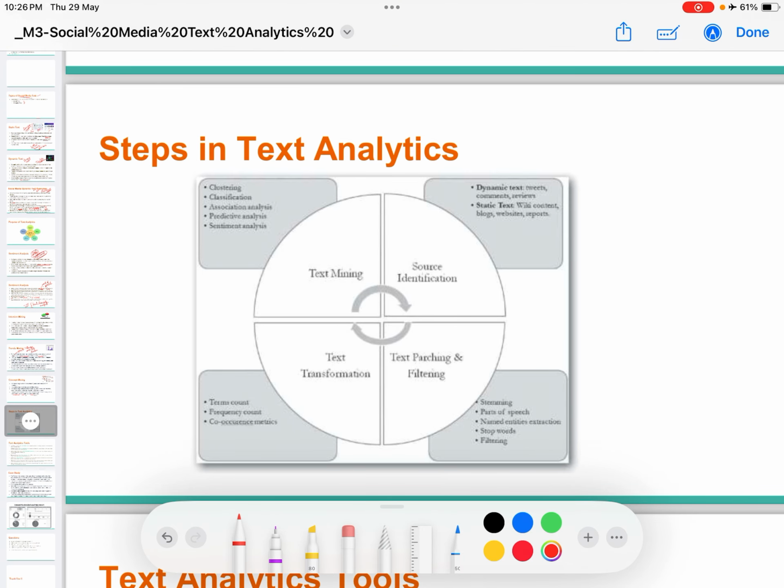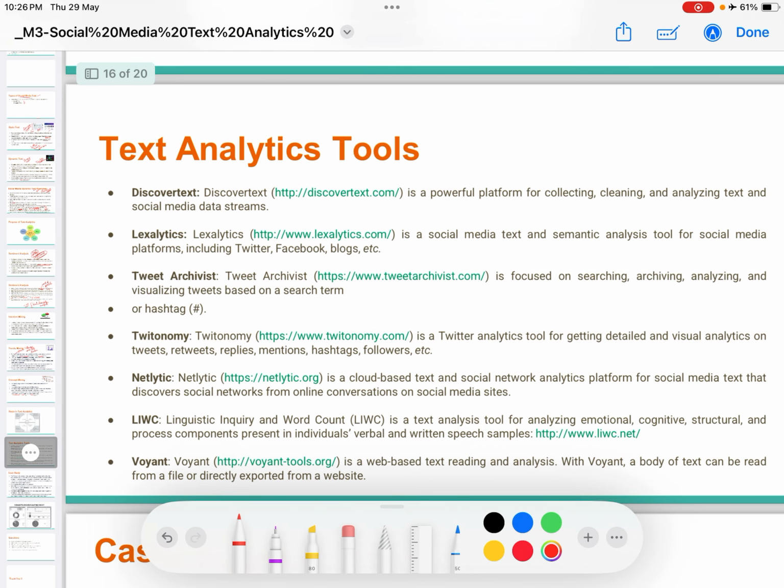Steps in text analytics: text mining, source identification, text parsing and filtering, and text transformation. Text analytics tools include Discover Text, a powerful platform for collecting, cleaning and analyzing text and social media data streams. Lexalytics is a social media text and semantic analysis tool for social media platforms including Twitter, Facebook, blogs, etc.